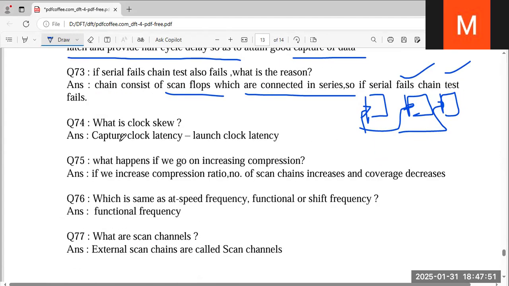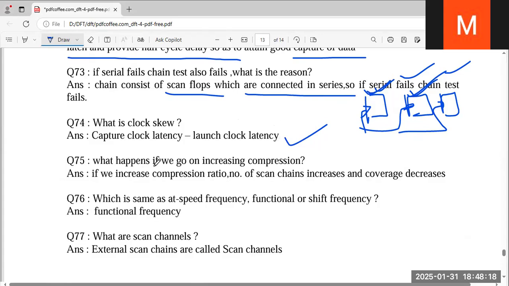So what is clock skew? Capture clock latency minus launch clock latency will give the clock skew. This one is a capture clock and this one is a launch clock, so the latency between these two gives the clock skew. Sorry, it is capture clock latency minus launch clock latency that gives the clock skew.